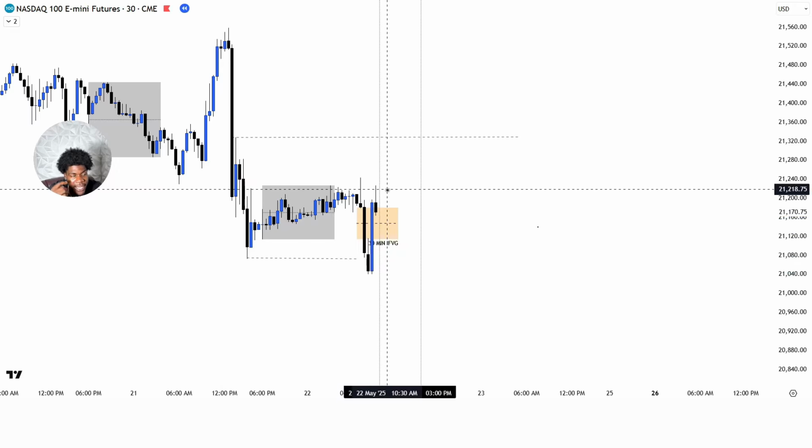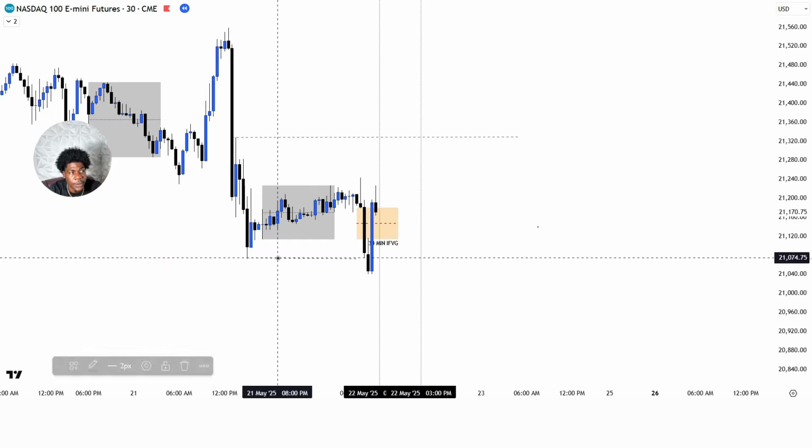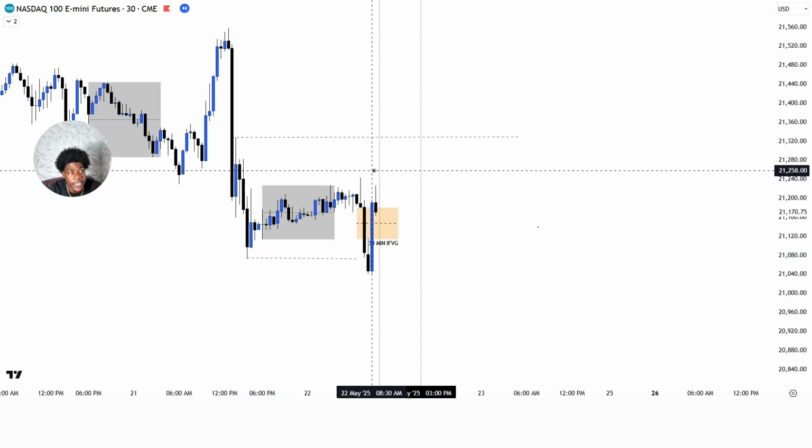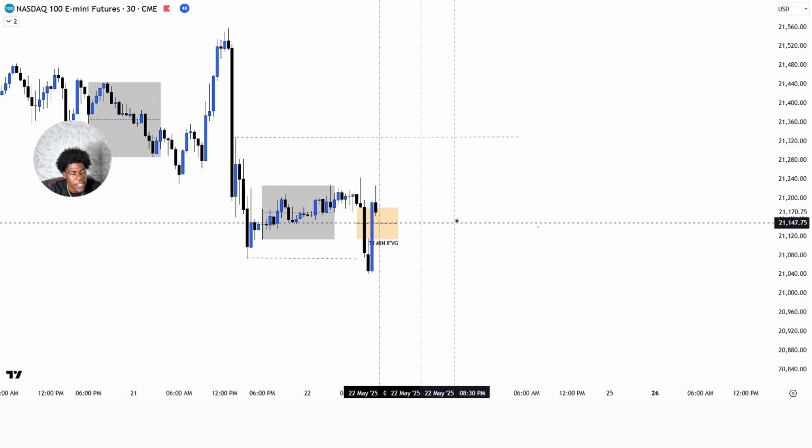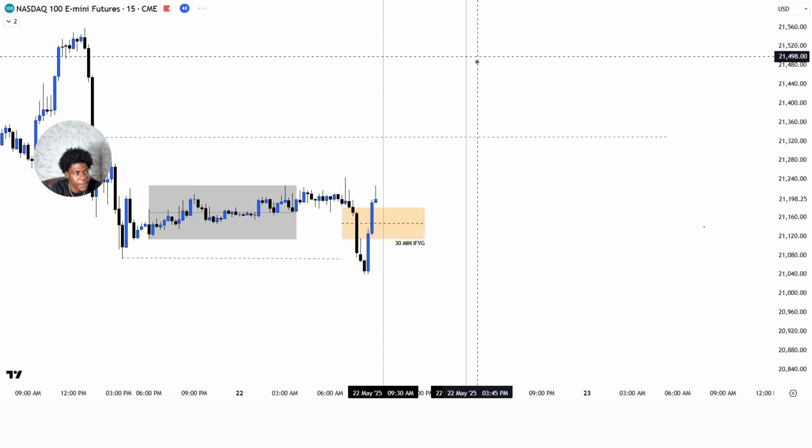Where, like, ask yourself these questions: where would price likely target next? Once we clear this pool of liquidity, price wants to clear these old highs and come and fill this fair value gap. So let's get back down to the 15-minute time frames.